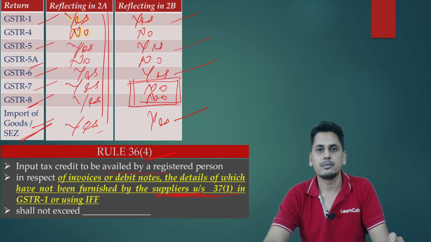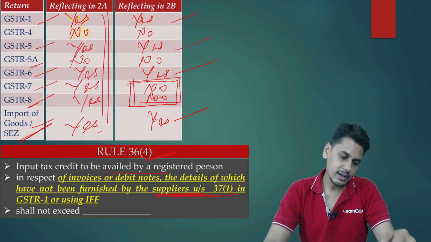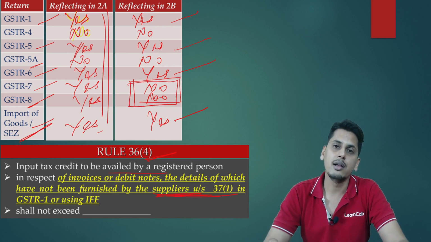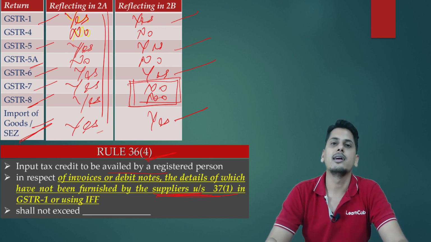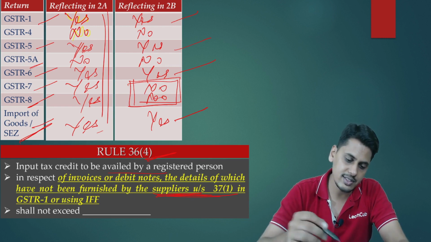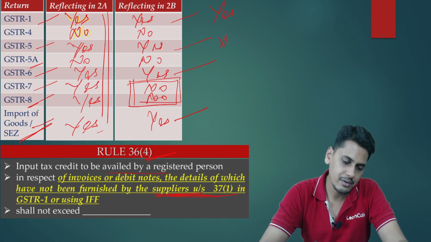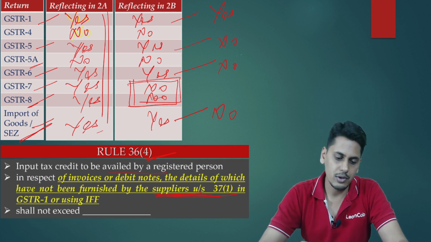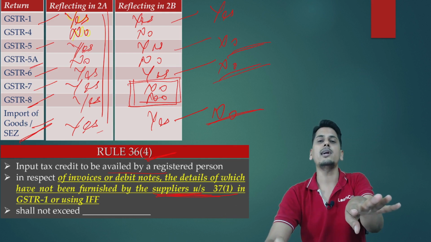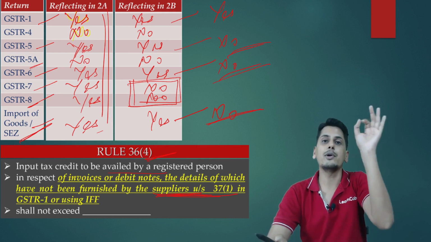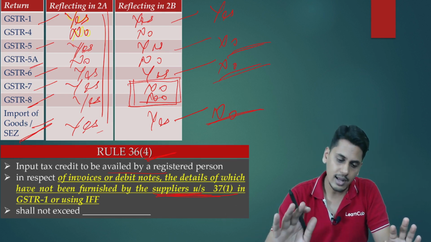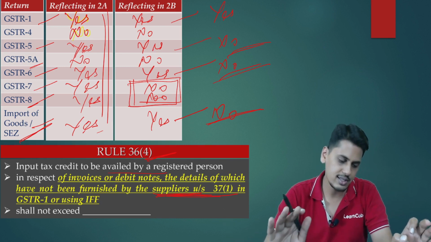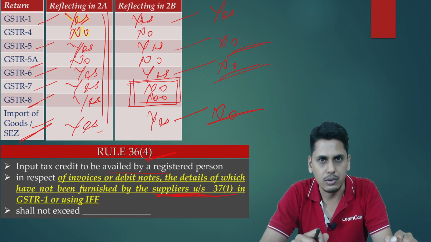So friends, in short, to the question which was raised, whether 36 sub rule 4 is applicable on those entries which are not appearing in GSTR-2B: the source of which is GSTR-1, the answer is yes. GSTR-5, no. GSTR-6, no. Customs server, no. So for these things, even though it is not appearing in 2B, still I am in a position to take the credit, because 36 sub rule 4 is not applicable on these entries, the source of which is GSTR-5, GSTR-6 and importation of goods.